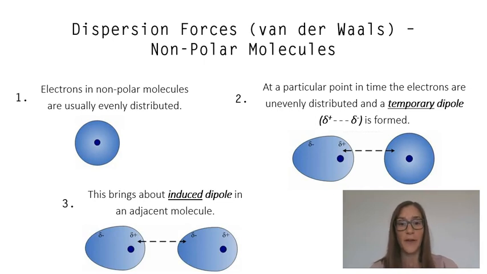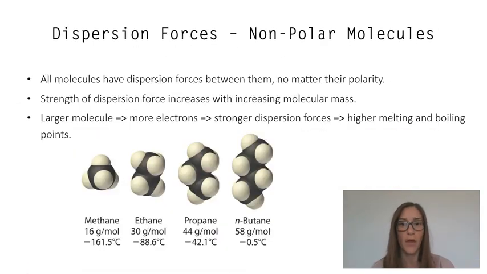Now, this dipole brings about an induced dipole on an adjacent molecule. For example, if these two molecules come into contact with each other, the dipole on the first molecule, the temporary dipole, induces a dipole on the next door molecule. So if the delta positive sign is on this side of the molecule, the delta negative part of the dipole will be on this other molecule here. All molecules have dispersion forces between them, no matter their polarity. So you could have a molecule that underwent hydrogen bonding, but it would also have dispersion forces.